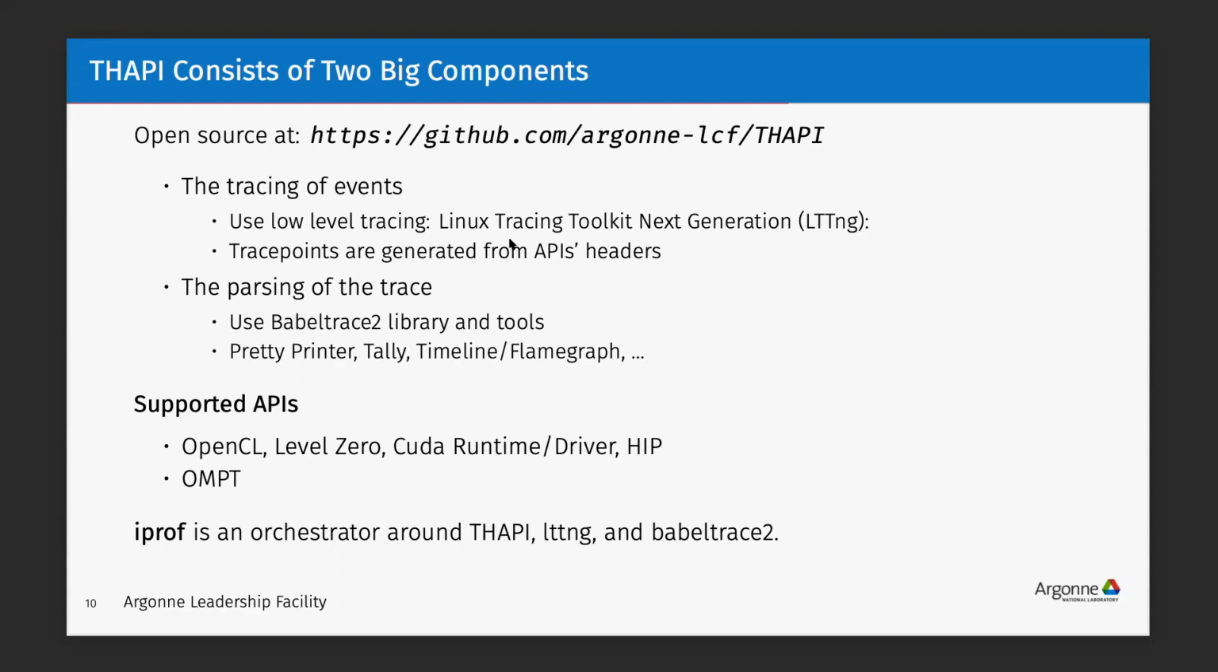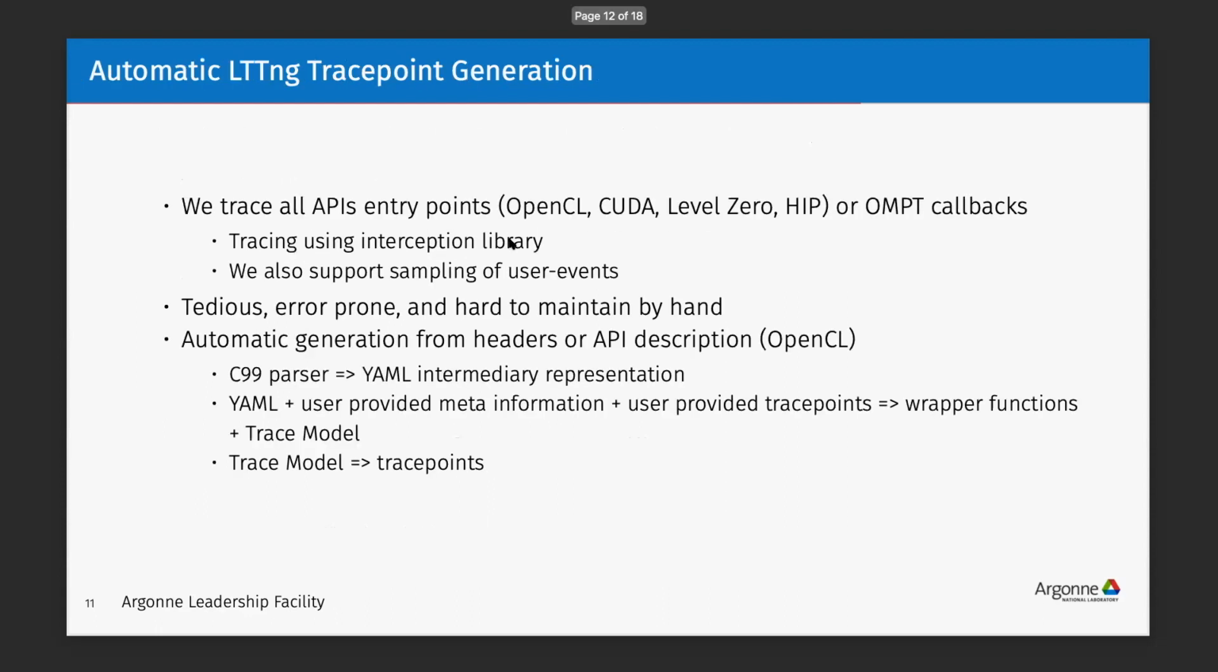We support several APIs: OpenCL, Level Zero, CUDA Runtime and Driver, HIP, and we also support the OMPT tracing framework. On top of THAPI, Thomas Applencourt has built the iprof tool, which is an orchestrator: it configures THAPI to capture what we want, configures LTTng to capture the information we want, and also configures Babeltrace to give you the tool you require when using iprof.